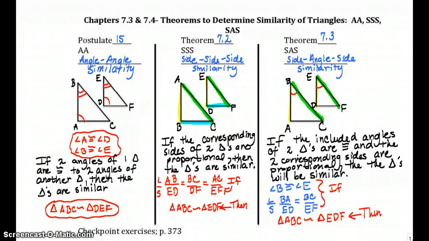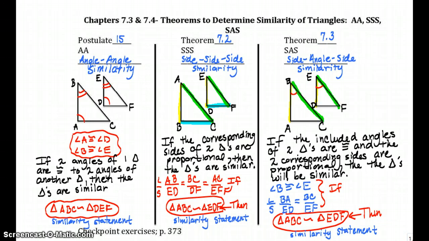The first similarity postulate is the angle-angle postulate. And you can see we have triangle ABC and triangle DEF. One is larger, one is smaller. And we can see that angle A is congruent to angle D, angle B is congruent to angle E. So if you have two angles of one triangle that are congruent to two angles of another triangle, then the triangles are similar. So we can write the similarity statement. Triangle ABC is similar to triangle DEF. Remember, when you write the similarity statement, you have to match up the corresponding angles. Okay, now we're going to look at the theorem.